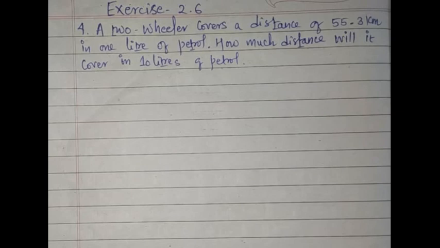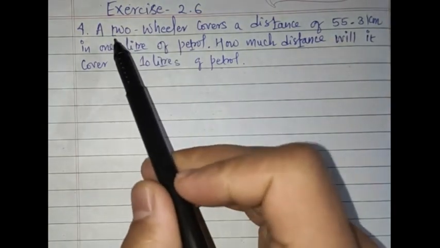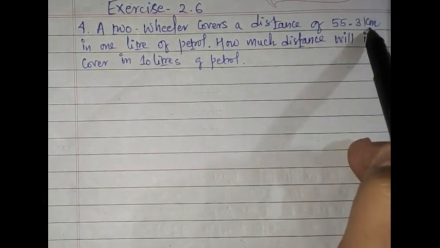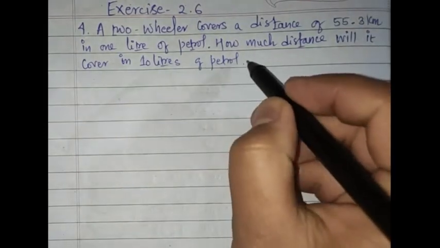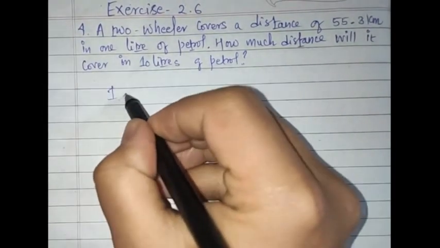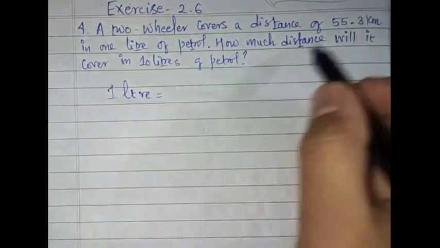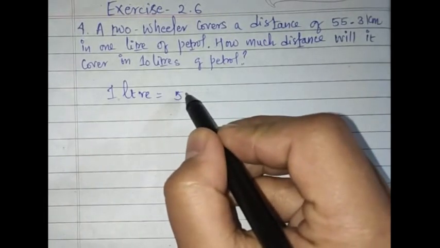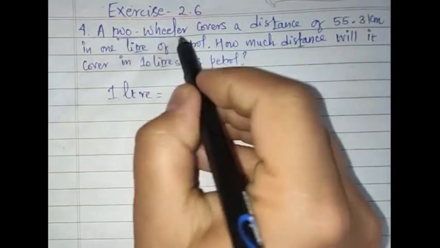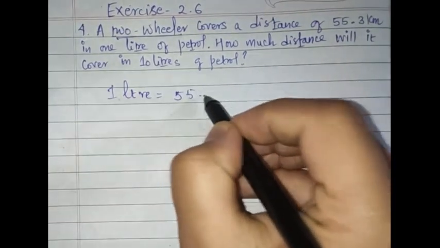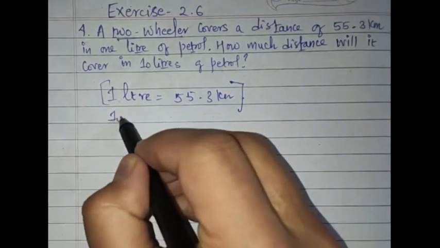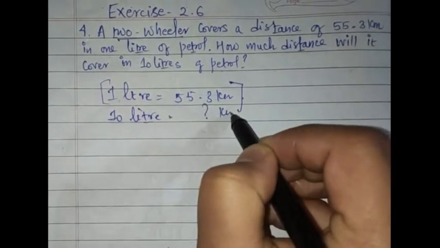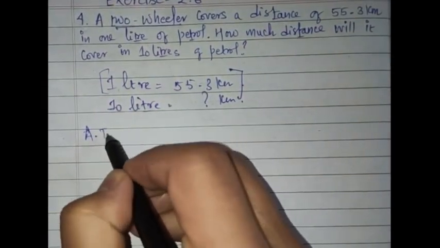So in this class we are going to start question number 4 from exercise 2.6, and the question states that a two-wheeler covers a distance of 55.3 km in 1 liter of petrol. You have to find how much distance it will cover in 10 liters of petrol. So in 1 liter of petrol, the distance covered by that bike is 55.3 km. Your question is, in 10 liters, what distance is it going to cover? So we'll write according to the question.